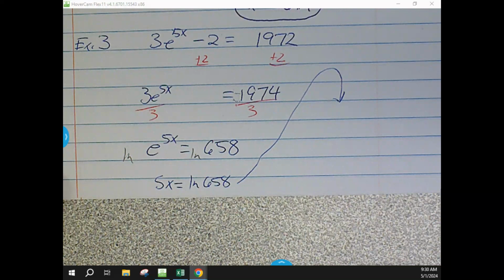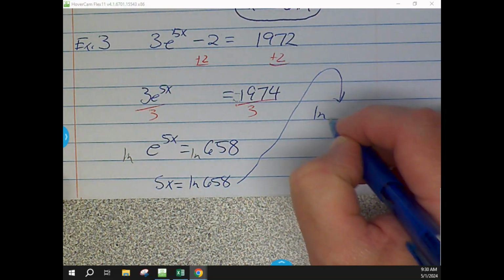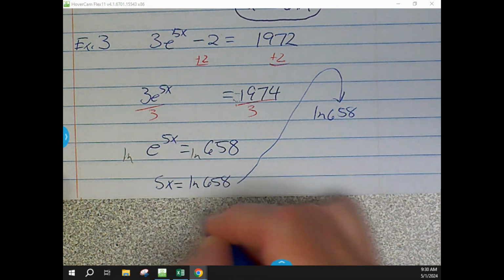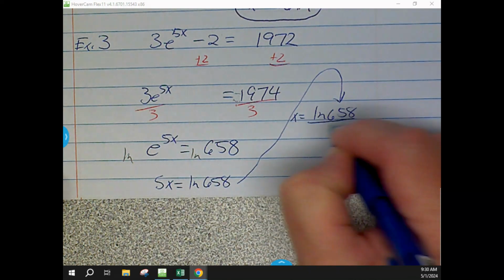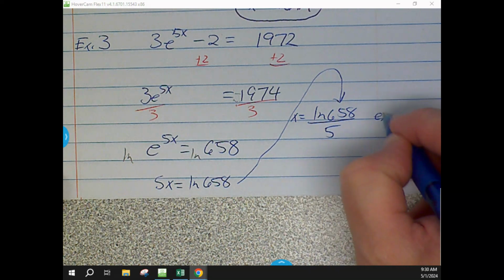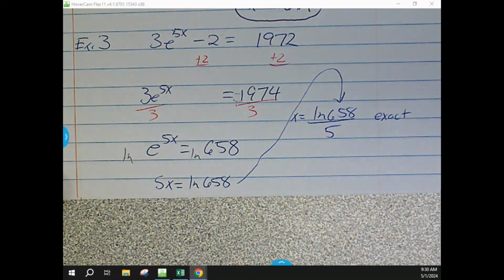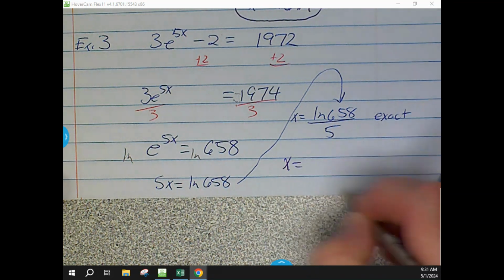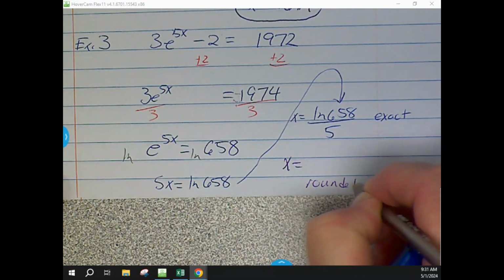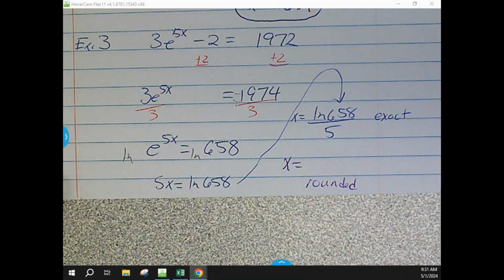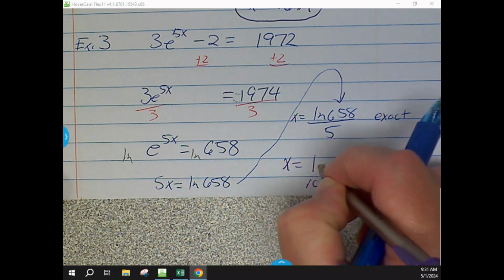Again, if they ask for an exact answer, that's the ln of 658, but we're going to divide by 5 to get the x by itself there. So it's the ln of 658 divided by 5. So there's the exact answer if they ask for that one. We'll also go ahead and do a rounded answer. So everybody go ahead, before I give an answer, check and see what you get first before we tell you what the answer is. Okay, everybody get a chance to try it? All right, everybody get 1.298?